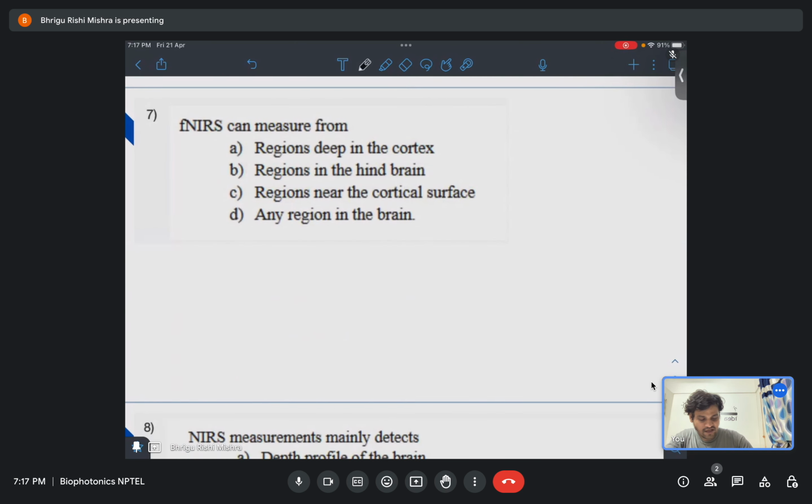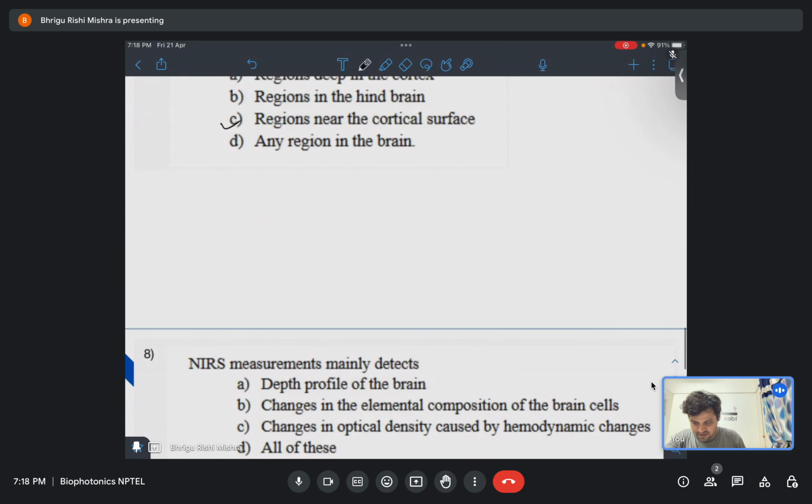Question 7. fNIRS can measure from regions deep in the cortex, regions in the hindbrain, regions near the cortical surface, or any region in the brain. If you remember in the lecture, there is an image of the brain, and it was mentioned that regions near the cortical surface are measured using fNIRS. Okay, so the image is something like this.